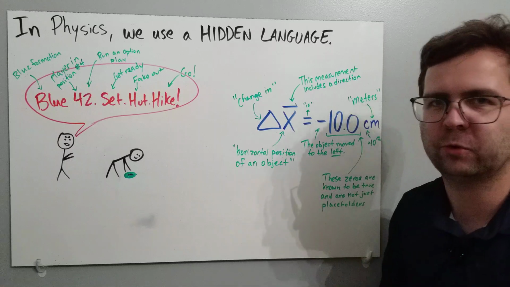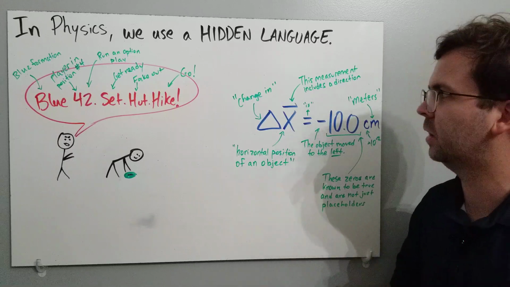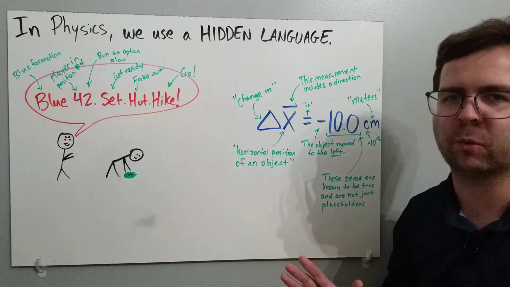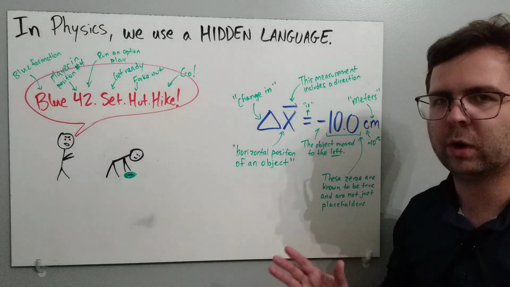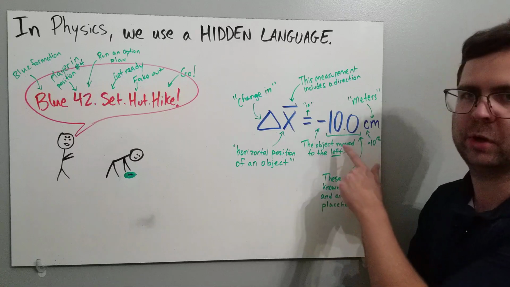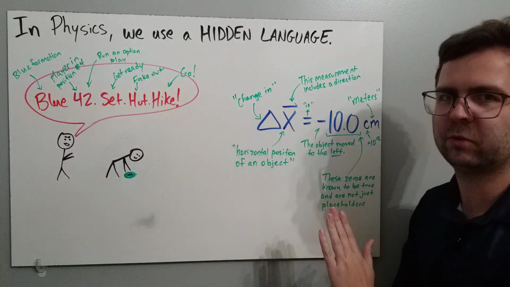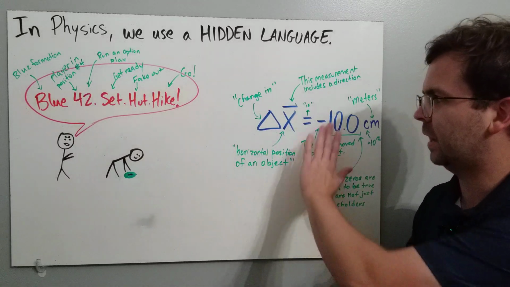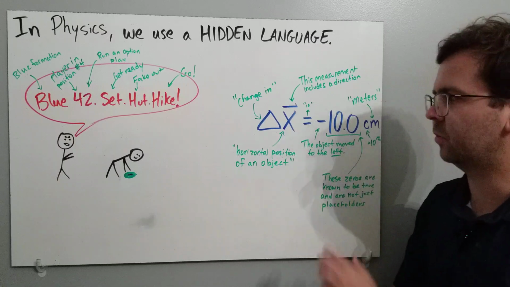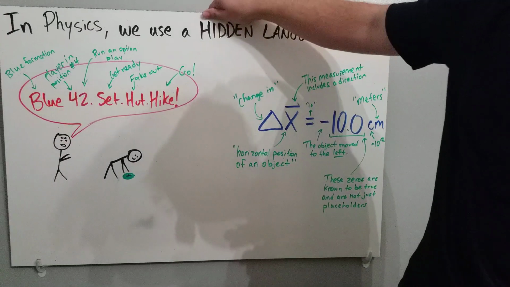X I know refers to the horizontal position of an object. This little symbol right here tells me that there's a direction involved. That's all stuff that we're going to learn later on. But what I want to focus in on today is this last little bit, and that's the measurement part. So we're going to ignore the rest of this and talk about that in a later part. But today I wanted to talk about what this last little chunk is, the measurement part.